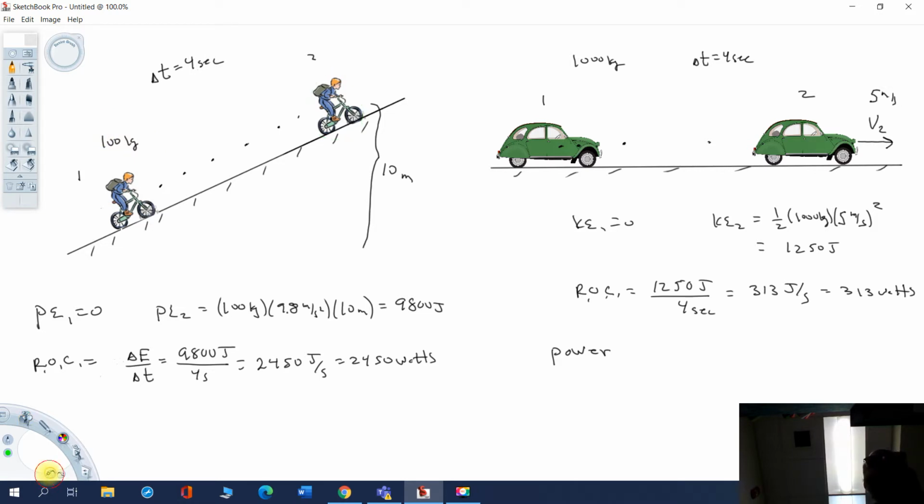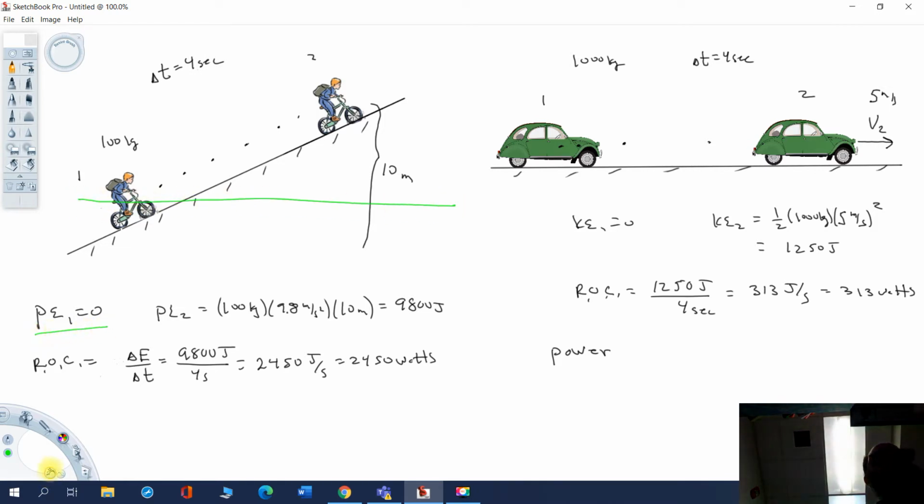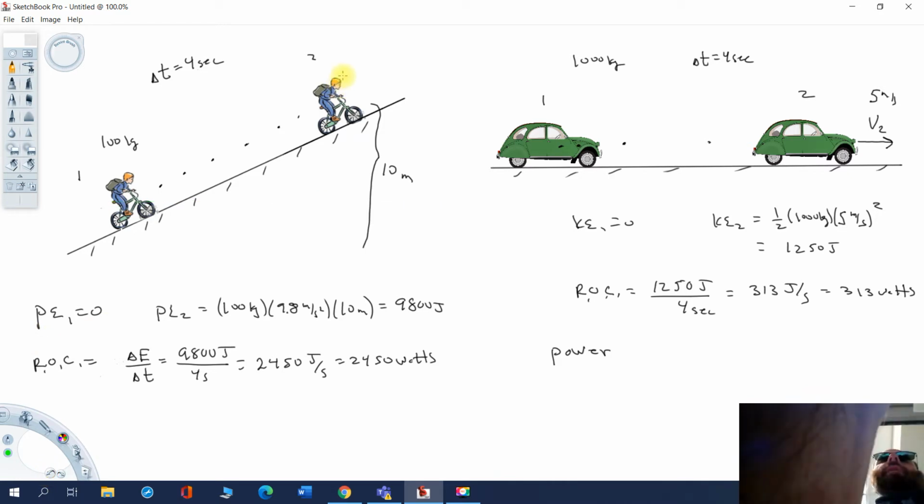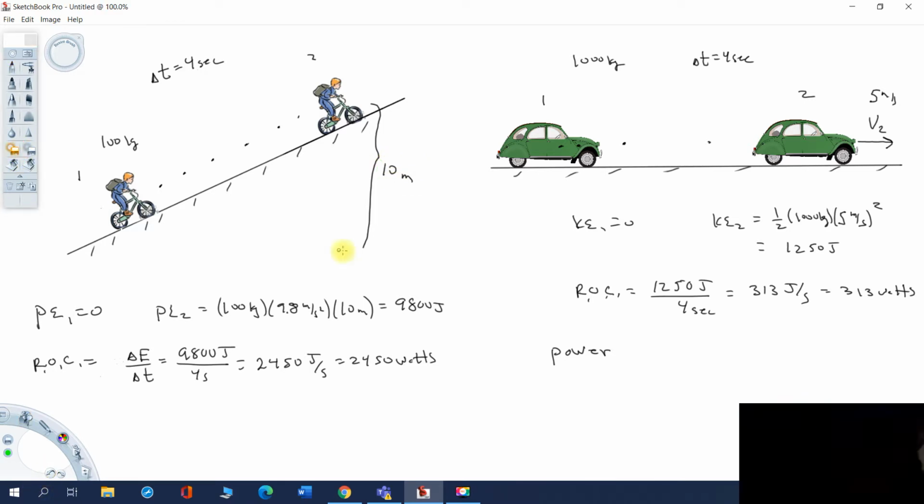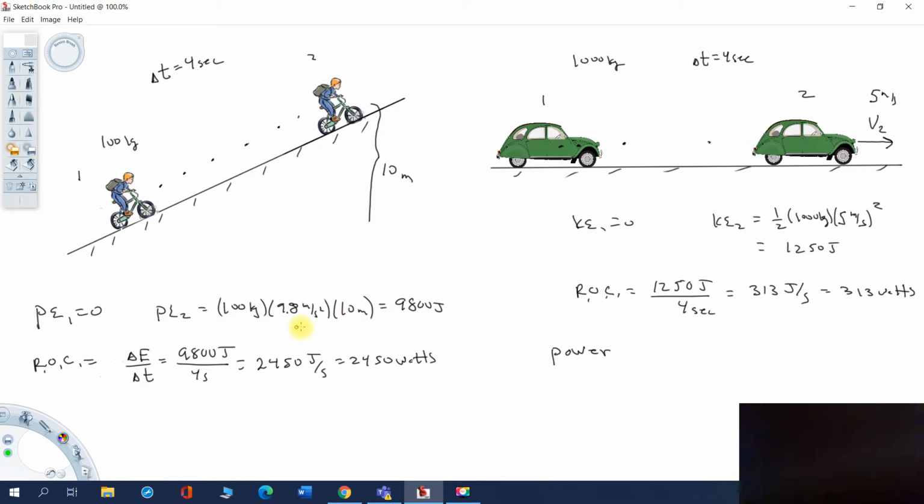Now, if we think about this in terms of energy, if we put a datum here, then our PE1 term would be 0 for that child. If we look at position 2 and calculate a potential energy, assuming the child ended up a height of 10 meters higher, I get a PE2 of 9,800 joules coming from mgh. So this ROC stands for a rate of change.